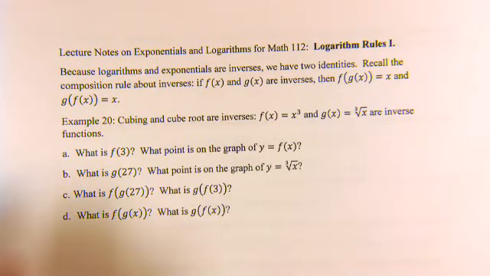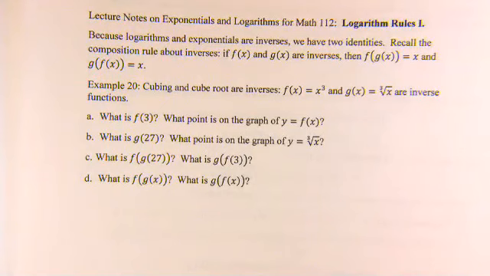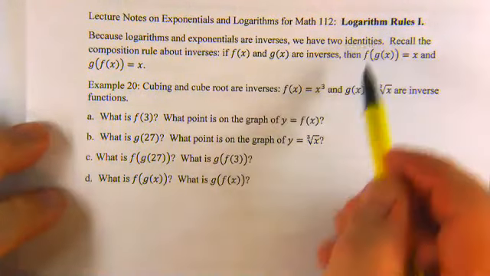Okay, logarithm rules. I think we're moving into 3.3 here. 3.3 and 3.4 is logarithm rules. So logarithms and exponentials are inverses, and that has two identities that we can remember.